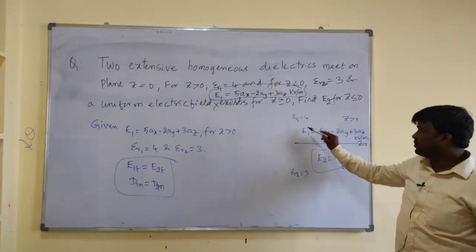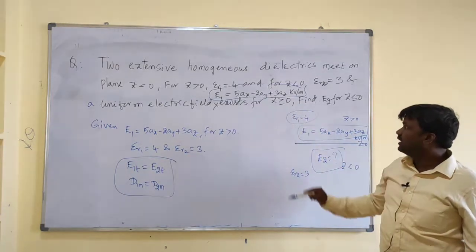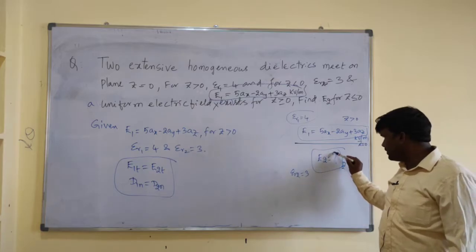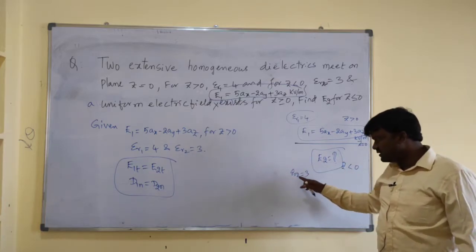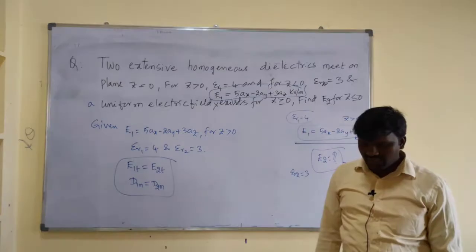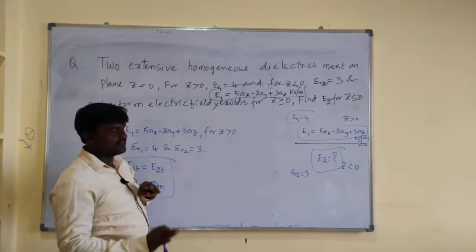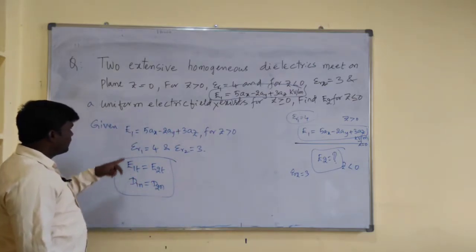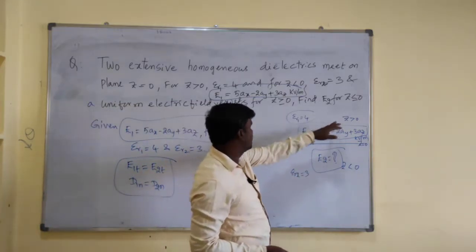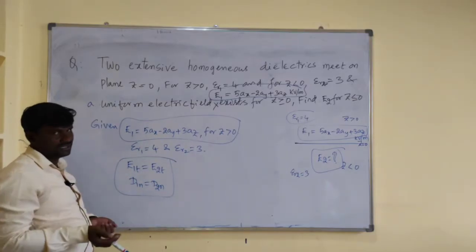For z greater than 0, E1 is like this with epsilon r1 as 4. Find E2 for z less than or equal to 0. So, we need to determine the electric field in the second medium with epsilon r2 as 3. By using boundary conditions, we can determine the field on either side if we know the field on the other side. Here we have E1 for z greater than 0, and we can determine E2 for z less than 0 by using the boundary conditions.